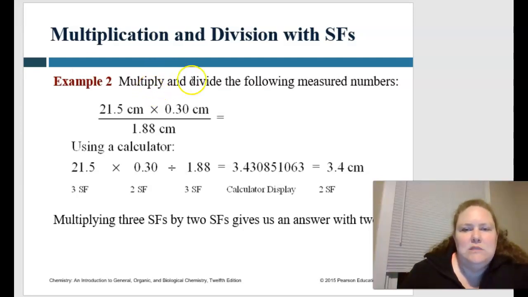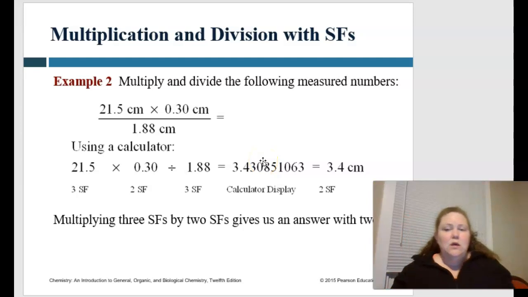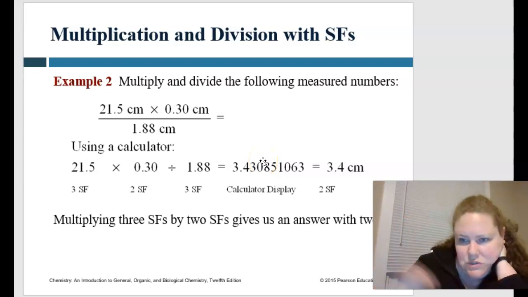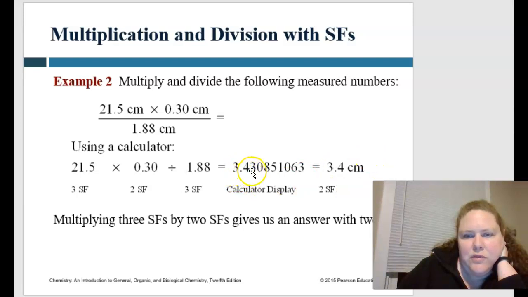Okay, so again, we're going to multiply and divide the following measured numbers: 21.5 centimeters times 0.030 centimeters divided by 1.88 centimeters. So using a calculator, we do the top first and then the bottom. Compare the amount of sig figs. We see that we only have 2 sig figs. That's our lowest number, from this number here, right? So when we get the calculator's display, it's really long, but to make it the most correct, we can only use 2 significant figures. So then 3.43, the 3 is less than a 5, so that gives us 3.4. If this 3 here was 5 or above, the answer would be 3.5.